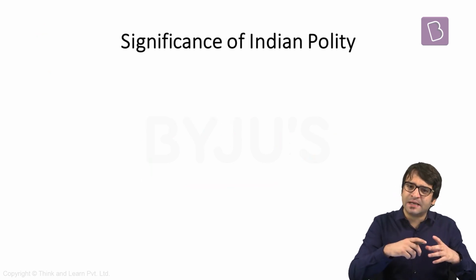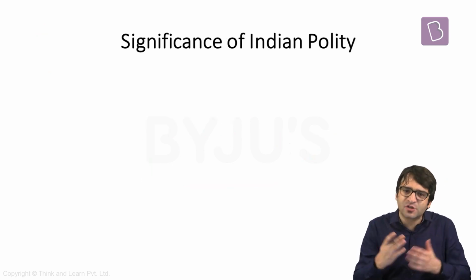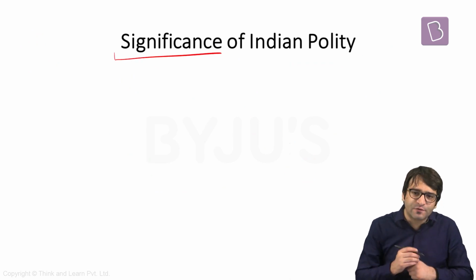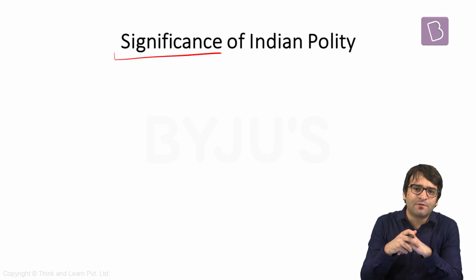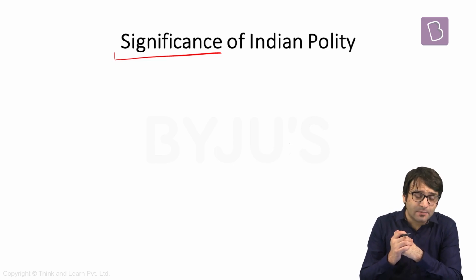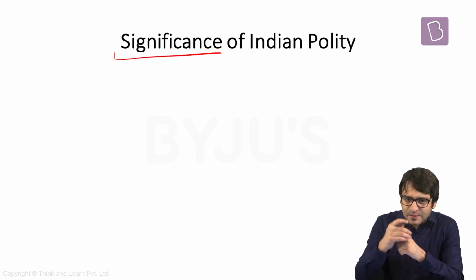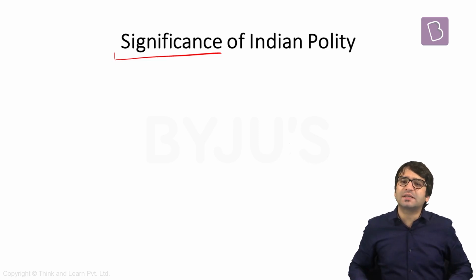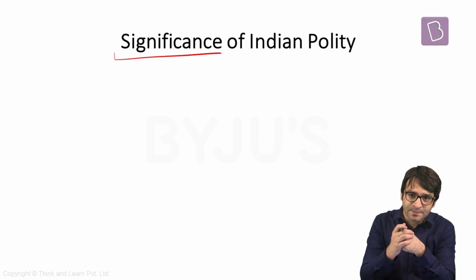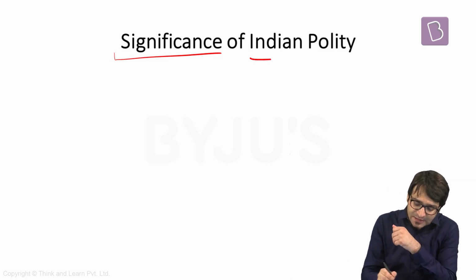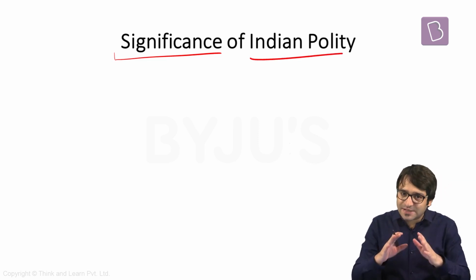The second important area that I want to focus on in this lecture is the significance of Indian polity. George Orwell, in his book Animal Farm, wrote, all animals are equal. Later on, he says, all animals are equal, but some animals are more equal than others. Similarly, for this examination, all subjects are equal, but there are some subjects which are more equal than others. And one such subject is Indian polity. Why? Because I teach it.